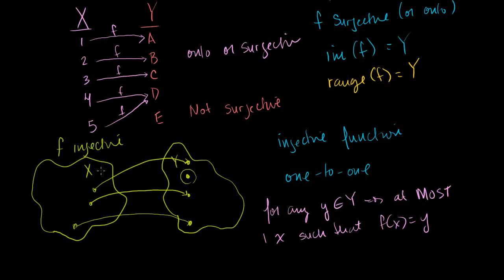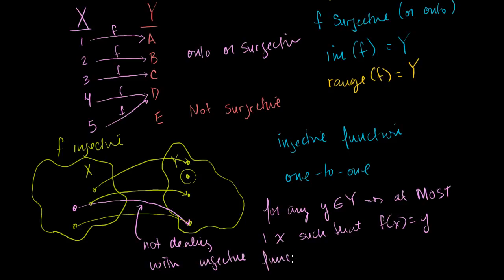Now, how can a function not be injective or one-to-one? And I think you get the idea when someone says one-to-one. Well, if two x's here get mapped to the same y, or 3 get mapped to the same y, this would mean that we're not dealing with an injective or a one-to-one function. So that's all it means.